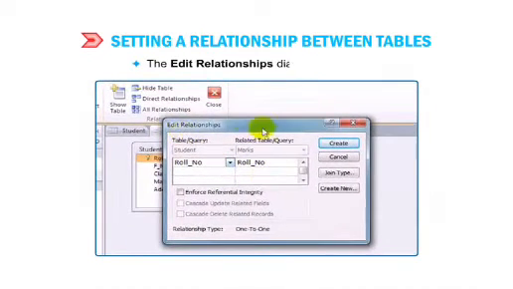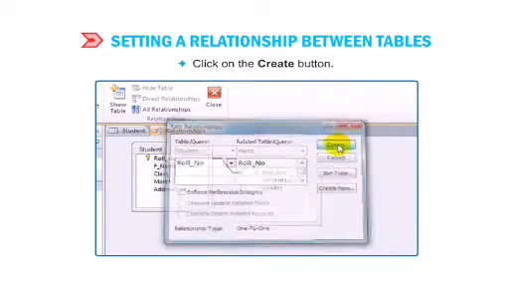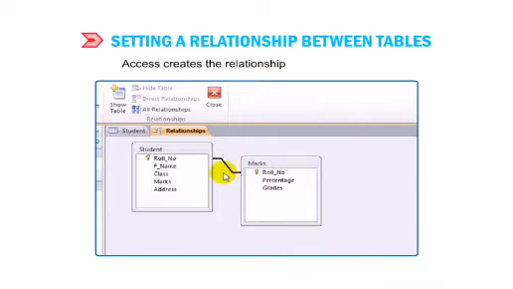The Edit Relationships dialog box appears. Click on the Create button. Access creates the relationship between the tables. This helps in joining two tables to form a large table. Thus, it reduces data redundancy and data inconsistency.